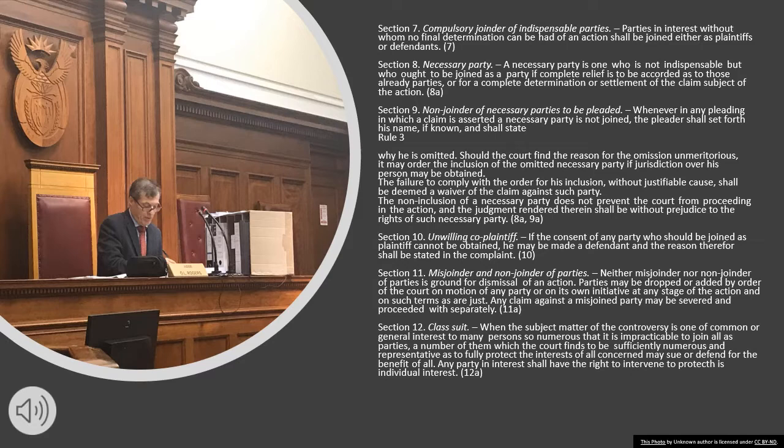Section 9. Non-joinder of necessary parties to be pleaded. Whenever in any pleading in which a claim is asserted a necessary party is not joined, the pleader shall set forth his name, if known, and shall state.